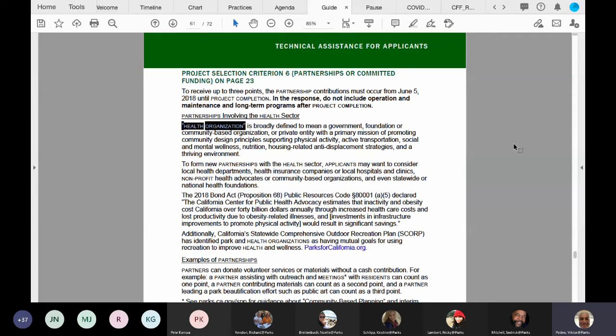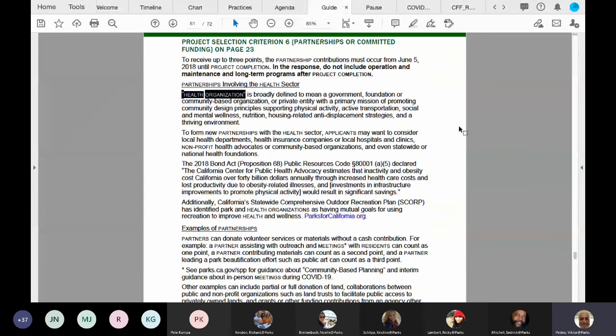Also, you can partner with your county local health department. But the key point here, I just want to reemphasize what Noelle said, is that health organization is broadly defined as a government, foundation, community-based organization, or private entity. You can see the definition of health organization in the back of the guide. But the key point here is that it is broadly defined. Okay, thank you.